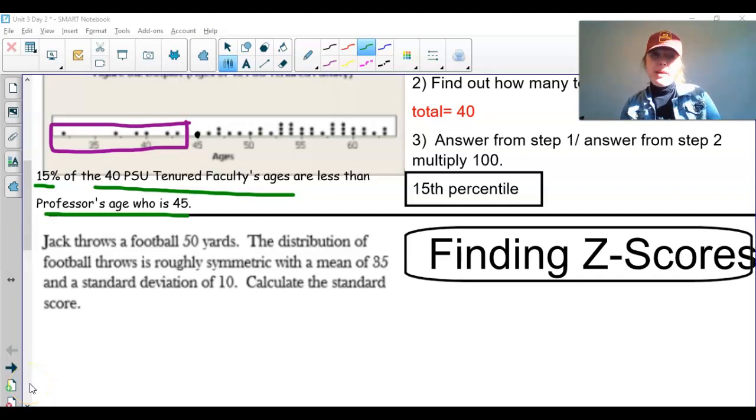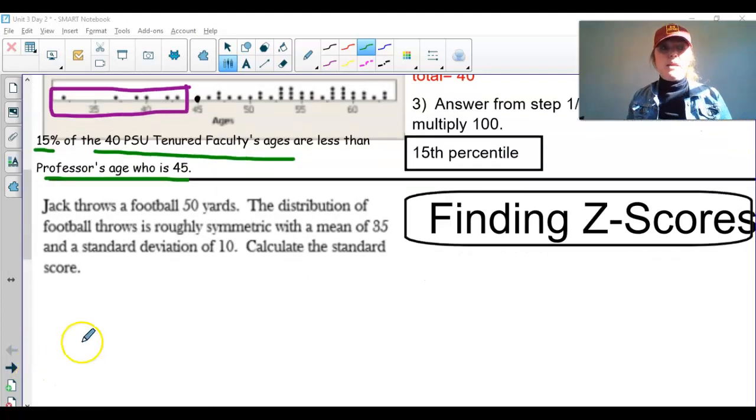All right, the next way that we can measure location is doing something called finding a z-score. A z-score is measuring the exact standard deviations an observation is above the mean or below the mean. It is a way to measure how unusual something is. The higher the z-score, the more unusual the observation is. In a normal distribution, and we'll talk about that later, a z-score that is greater than 2 or negative 2 is considered unusual.